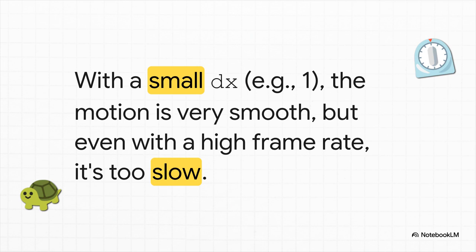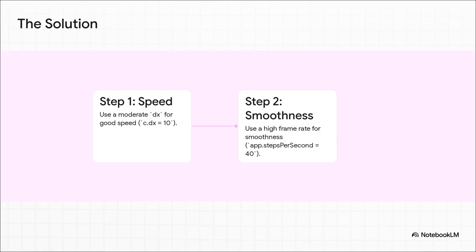So then you might think, okay, easy fix. I'll just set dx to a really tiny number, like 1. And you're half right. The motion will be super silky smooth, but it's also going to be incredibly slow and sluggish. The computer can only update the position so many times a second, so tiny little steps will always mean slow movement. So what's the secret?